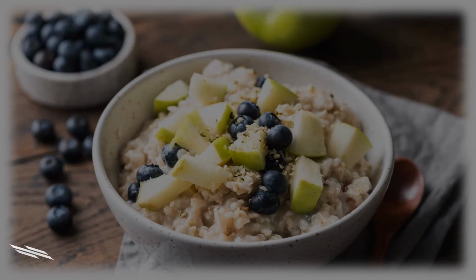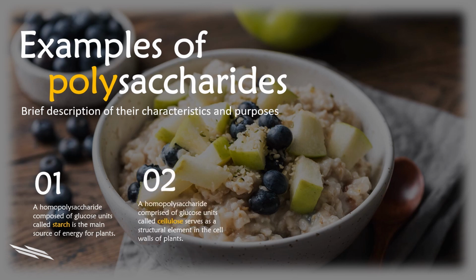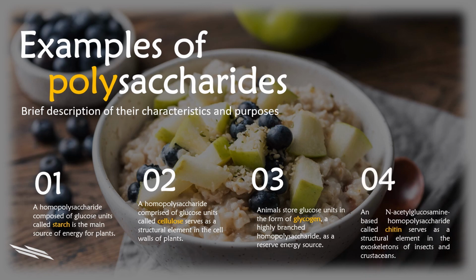10 examples of polysaccharides are given below, along with a brief description of their characteristics and purposes. A homopolysaccharide composed of glucose units called starch is the main source of energy for plants. A homopolysaccharide comprised of glucose units called cellulose serves as a structural element in the cell walls of plants. Animals store glucose units in the form of glycogen, a highly branched homopolysaccharide, as a reserve energy source. An N-acetylglucosamine-based homopolysaccharide called chitin serves as a structural element in the exoskeletons of insects and crustaceans.